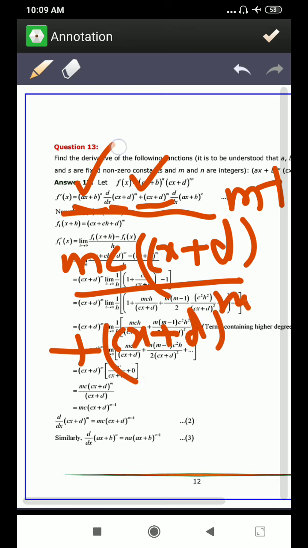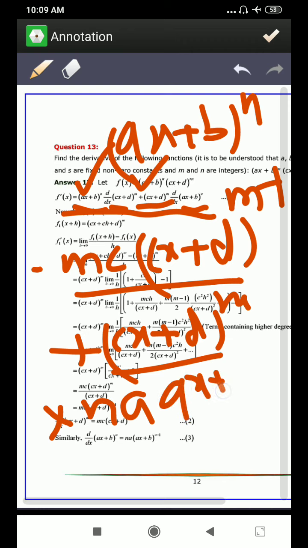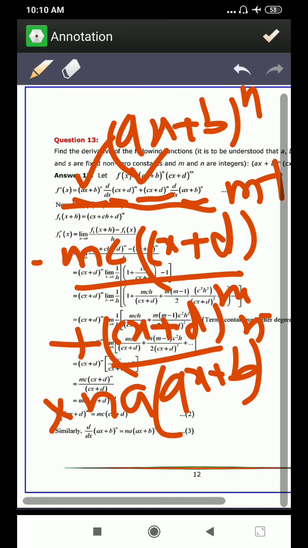In the first part, your (ax + b)^n is as it is, into differentiation of (cx + d), which is this. Now in the second part, this (cx + d)^m as it is. You have to differentiate (ax + b)^n. That I have explained, it is n into a, the power and the coefficient of x, into (ax + b)^(n-1). That is the answer. That's all. This is the solution of this question.